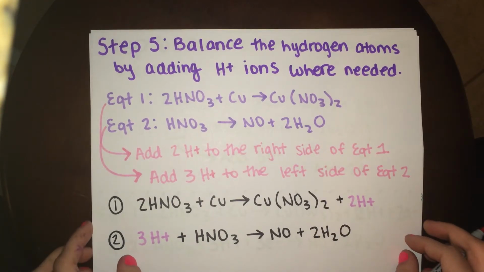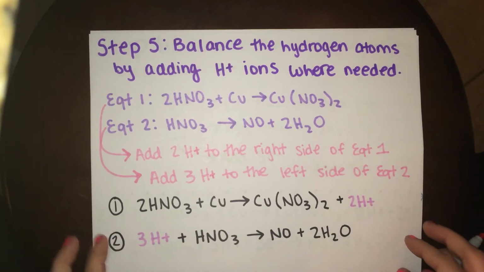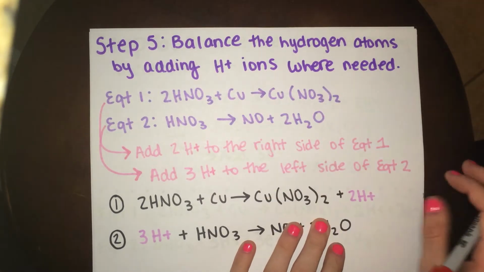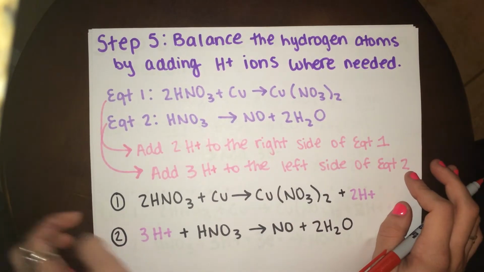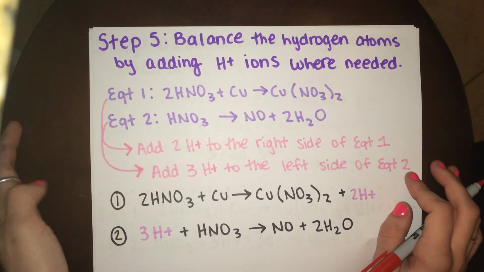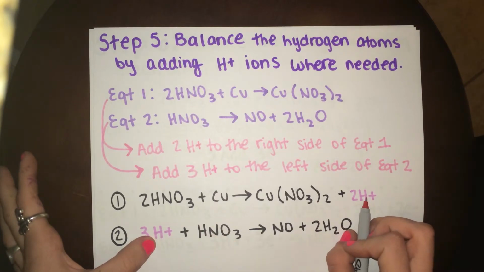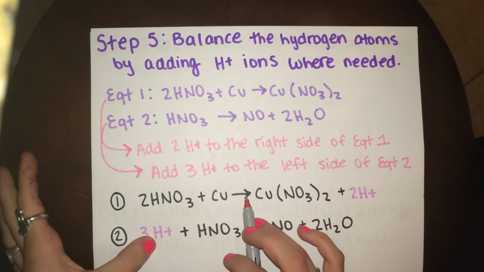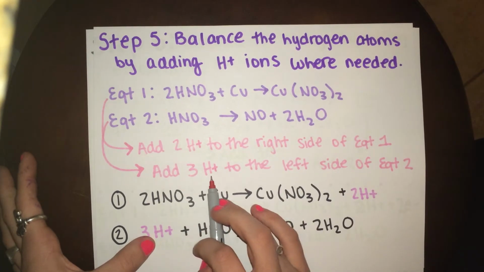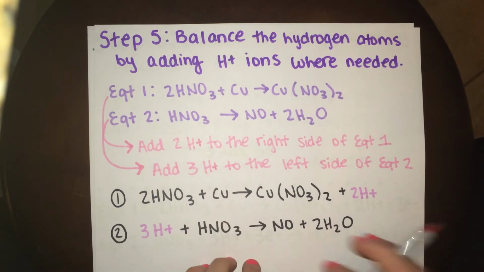Balance the hydrogen atoms by adding H plus ions where needed. Hydrogens have a positive charge, so that's why it's H plus ions where needed. So equation 1, you're going to add 2 H plus to the right side of equation 1. So right here, this is left, this is right, you added 2. Right here, you add 3 H plus to the left side of equation 1. So right here, there's the left and right side, you added 3.